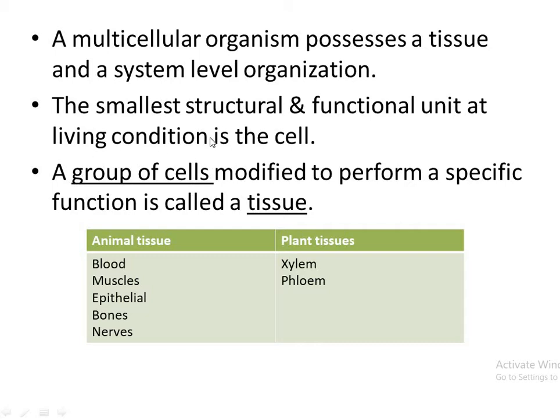So we are going to start off with a cell, which is the smallest structural and functional unit of all living organisms. And a collection of cells, in simple terms, a collection of cells modified to perform a specific function is what we call a tissue. Examples of animal tissues are blood, muscle, epithelial, bone and nerve. Plant tissues include xylem and phloem.